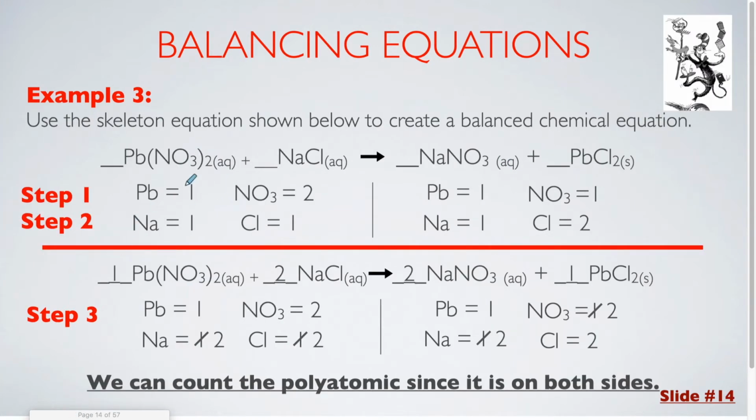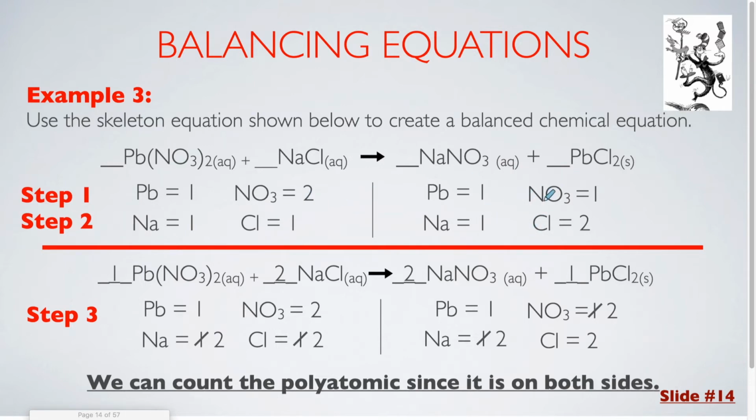In our next example, we have Pb(NO3)2 reacting with NaCl. We are making NaNO3 and PbCl2. So I have my counts on the bottom. It looks like I have 2 nitrates on the left, but only 1 of them on the right. I have 1 chlorine on the left and 2 of them on the right.